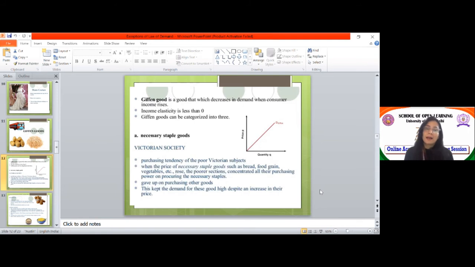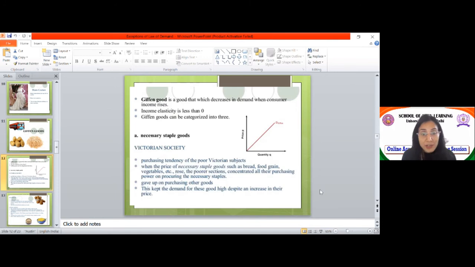The income elasticity we saw in the case of luxury goods was much higher, even more than 1. But in the case of Giffen goods, it was negative. So Giffen goods can be categorized into 3. I'm telling you because later on we will use Giffen goods in many places, so you should understand the Victorian example, that is, what we call a Giffen good. One is necessary staple goods.